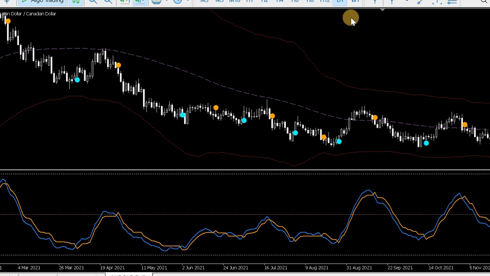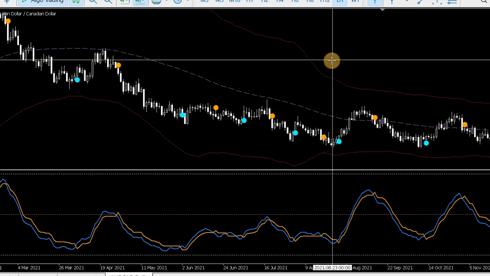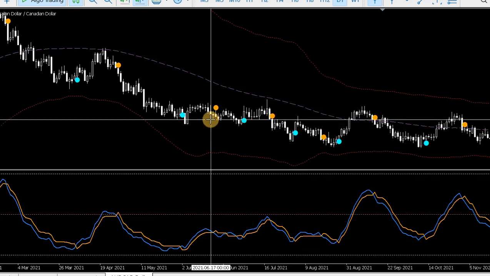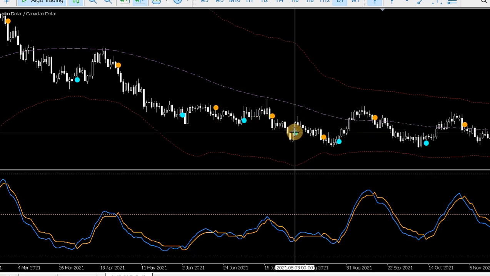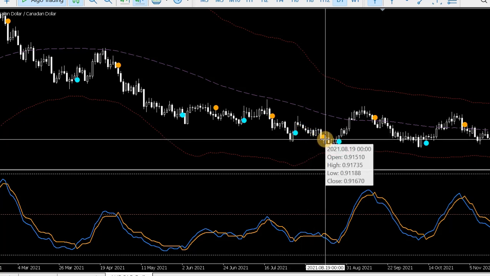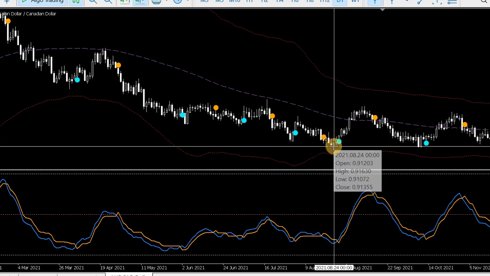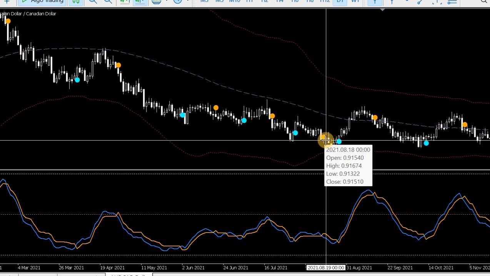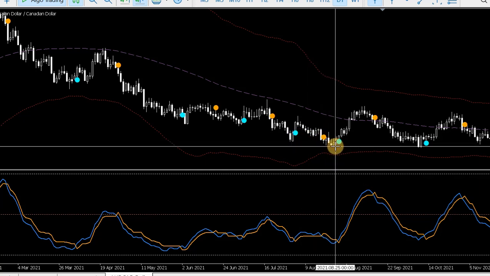This one's a little bit different. So we're in another buy here. It's still one lot because these sequences are finished. So every time we recover the loss, we reset and go back to the original base lot size. So one lot there, we would have lost. I don't think we would have recovered there. So one lot, took 3 here, didn't recover.